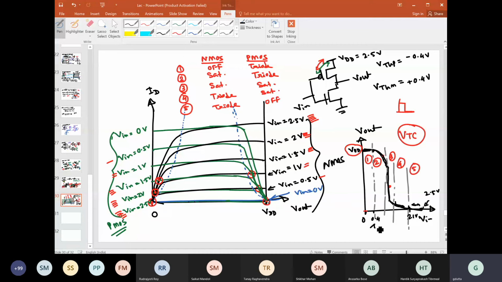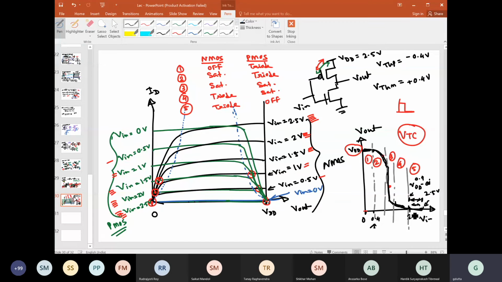Here we have mentioned that this point will be the threshold voltage point for this NMOS, up to here, because here NMOS is off. If this is VDD, then this separation is the threshold voltage of the PMOS, so this point will be VDD minus VTHP, where you should remember that the actual value of VTHP is negative. So it is not VDD plus VTHP; you should understand it as VDD minus that value. Suppose the threshold voltage is minus 0.4 volt.